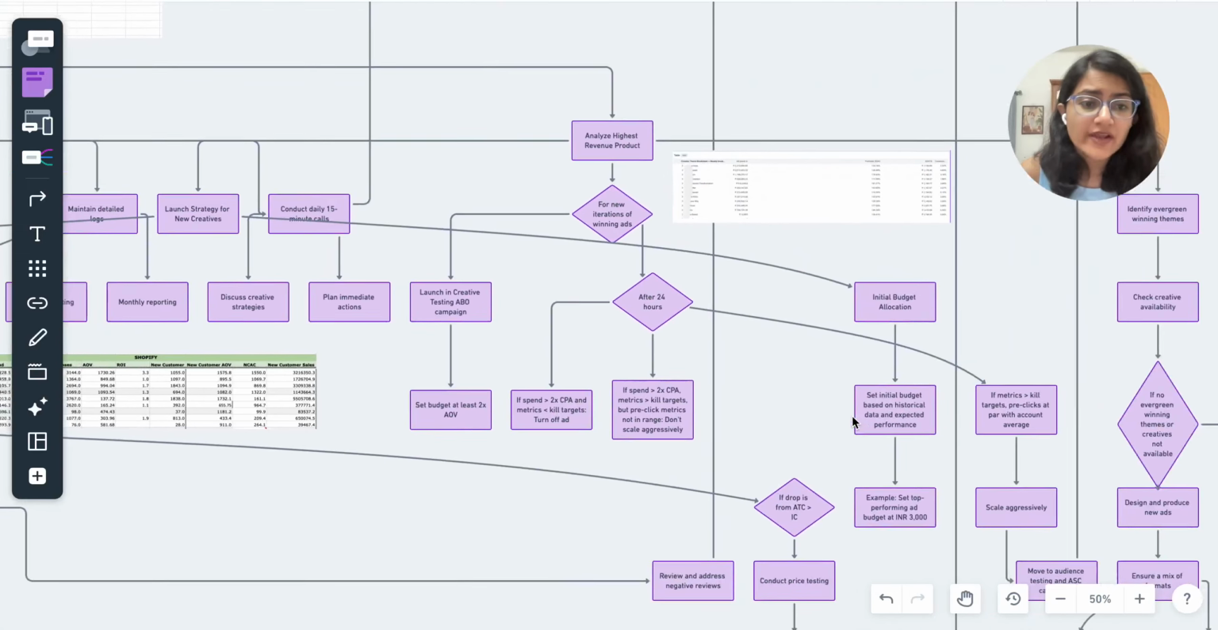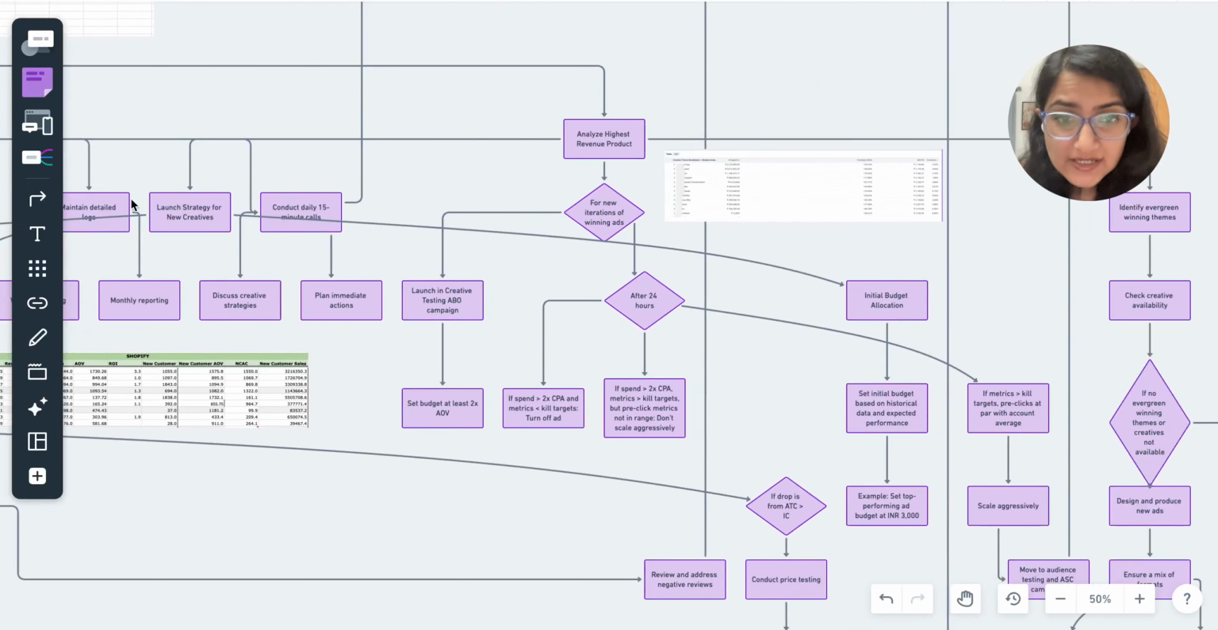Whenever I have to launch new creatives, maybe for a new concept, what is the initial budget allocation that needs to be there? Set the initial budget based on historical data and expected performance. If it is a creative theme that you have tried out and you know it can work, go ahead, test it, and scale it from the first day itself.